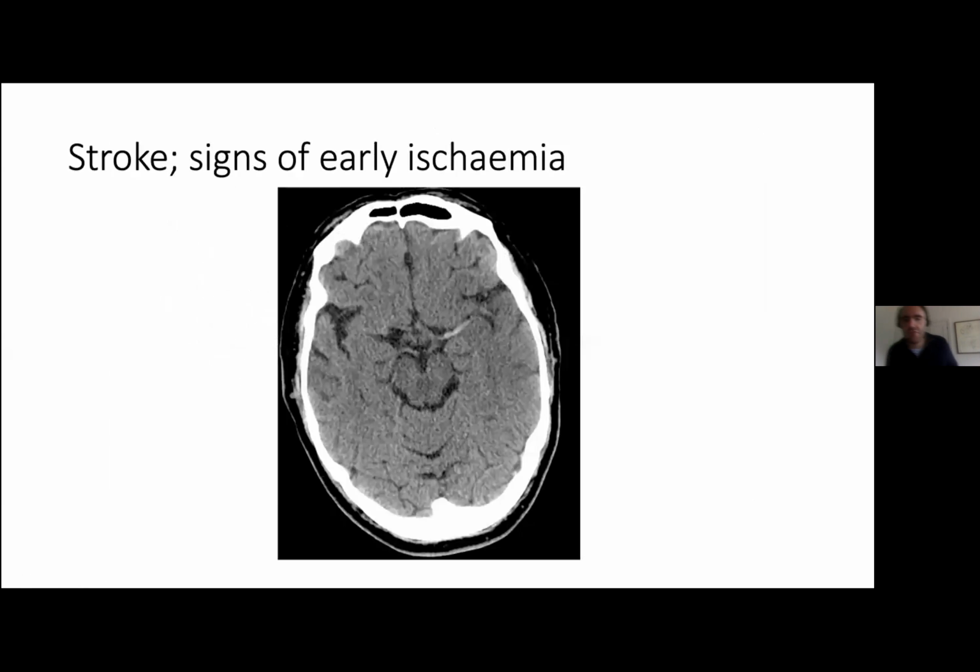So when we look at stroke scans, we look for signs of early ischemia. This is a hyperdense vessel, so this is clot within the left MCA. Okay.